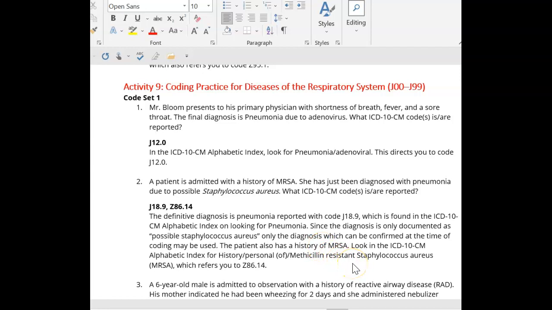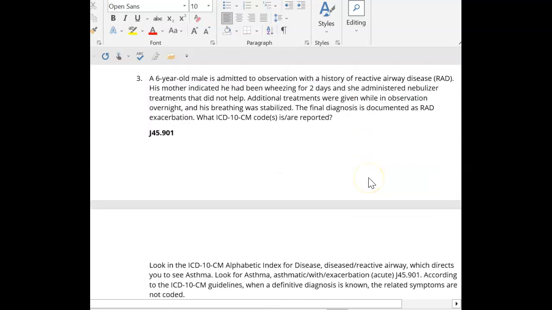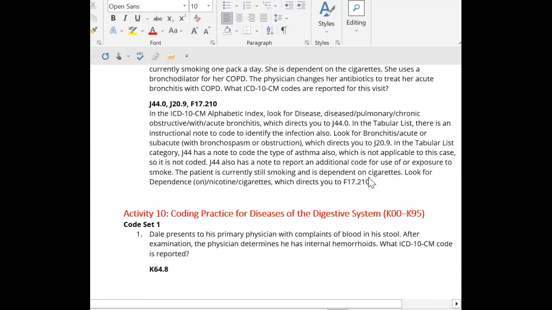With CVAs, those are a different thing because those are more late effects. Okay, keep in mind, CVAs are late effects. So that's why we're looking in a different area. I did have one student ask about that. And then activity 10, our last one, go down to that.